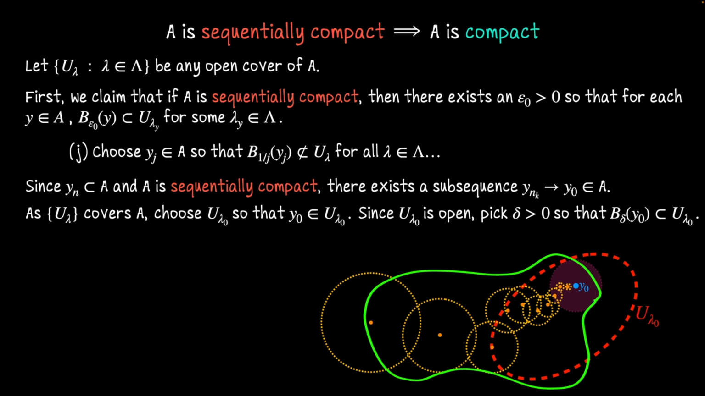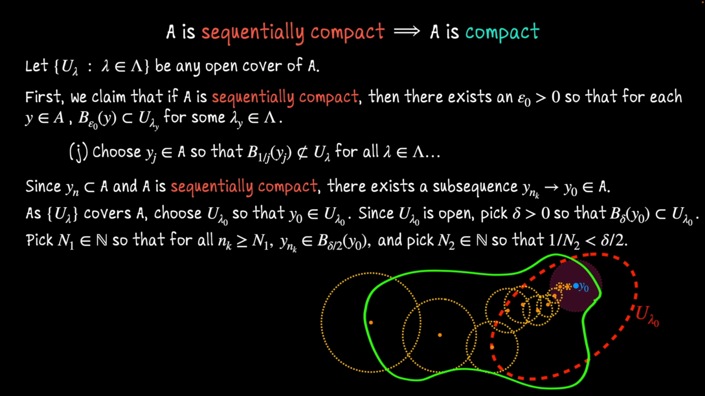Okay, so what is the strategy to show that those points and their neighborhoods close to y naught do land inside of this delta neighborhood? Well, let me give you some technical details and then I'll explain what they're doing. First thing we're going to do is pick a threshold n sub 1, so that for all subsequence indices beyond that threshold, the corresponding terms from the subsequence actually land in the delta over 2 neighborhood around y naught, so a neighborhood which is half the size of what we're currently looking at. And then we are going to pick a second threshold n sub 2 so that n sub 2 is greater than 2 over delta. Or in other words, the reciprocal 1 over n2 is less than delta over 2.